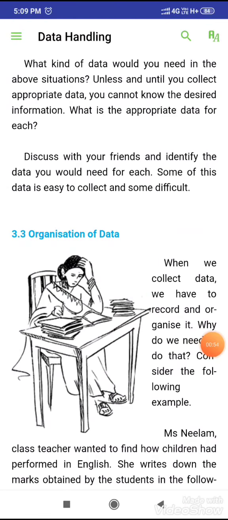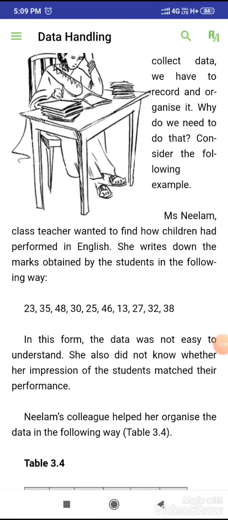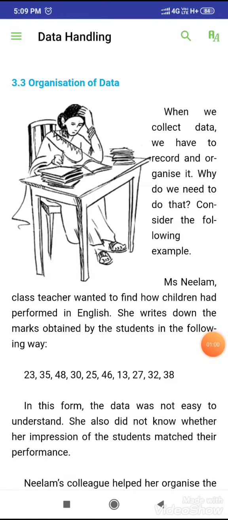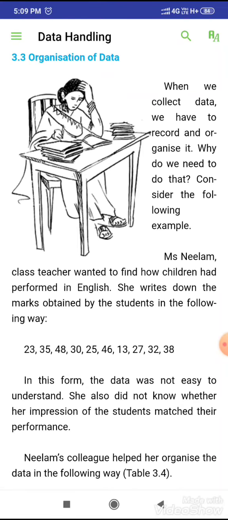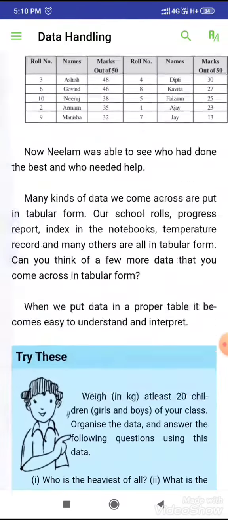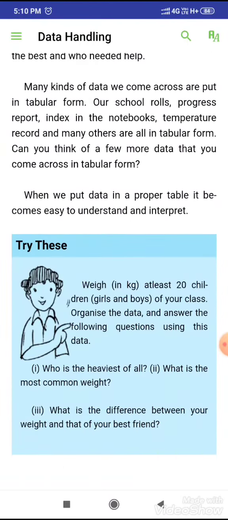Our next topic is organization of data. After collecting data, we have to record and organize it. So one question arises: why do we need to organize the data? Its answer is, when we put data in a proper organized form or in a proper table, it becomes easy to understand and interpret.